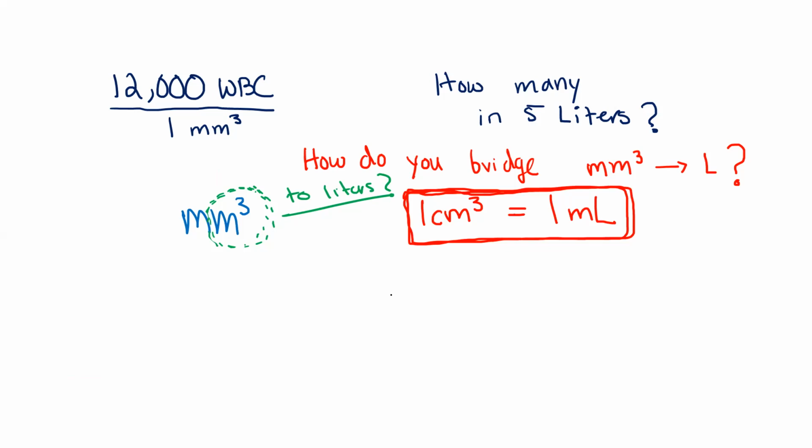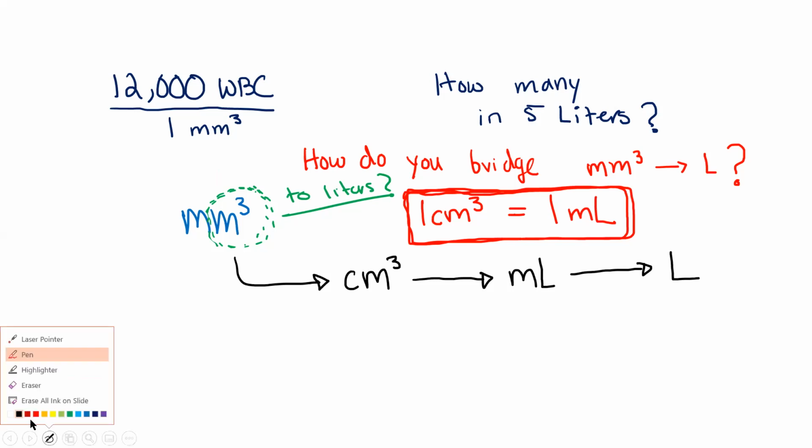Okay, so do we just convert the mm cubed to cm cubed first? Yes, exactly. You've got to go from millimeters cubed to centimeters cubed. Then you can convert that to milliliters. And then you can convert milliliters to liters. That makes sense? Yes. All right. So how are we going to do that?